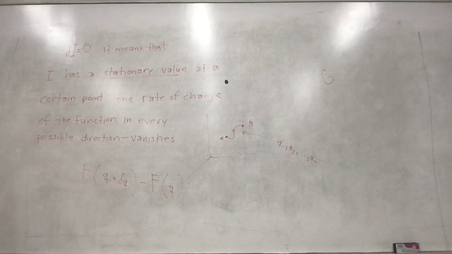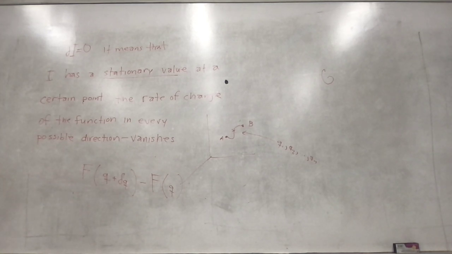It says that this function has to be zero, it vanishes in every possible direction. How many directions can we have if this is configurational space? In principle, we could have a lot, right? So it has to vanish in every direction. If there's one in which it doesn't, then it's not a stationary value.